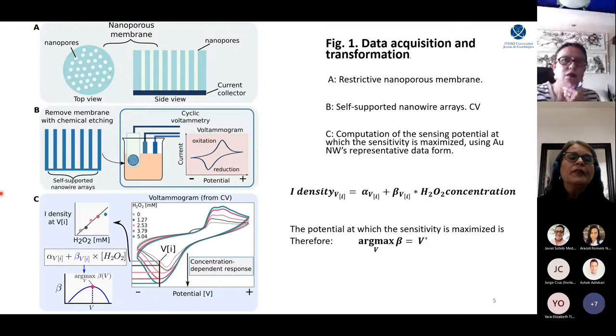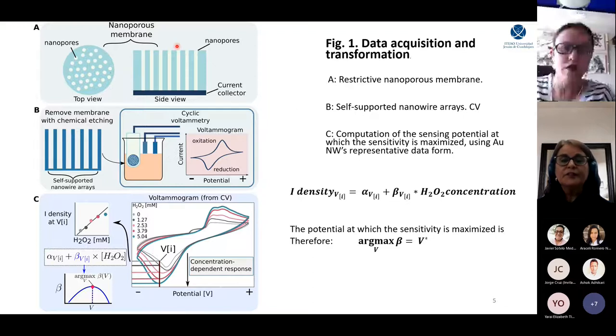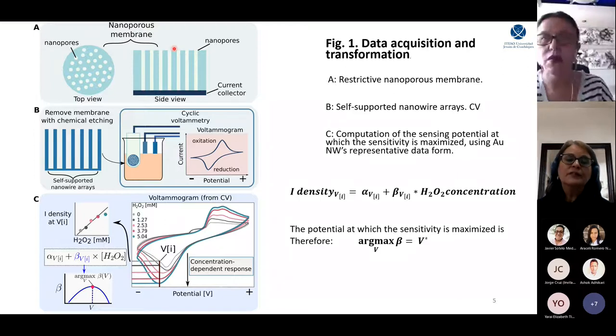Data acquisition. We start with a brief description of the sensor, the cyclic voltammetry, the data obtained, and the transformation. At the top of figure one, in section A, we show the experimental setup for the fabrication of the sensor using restrictive nanoporous polyester membranes by the electrodeposition of gold and nickel ions.